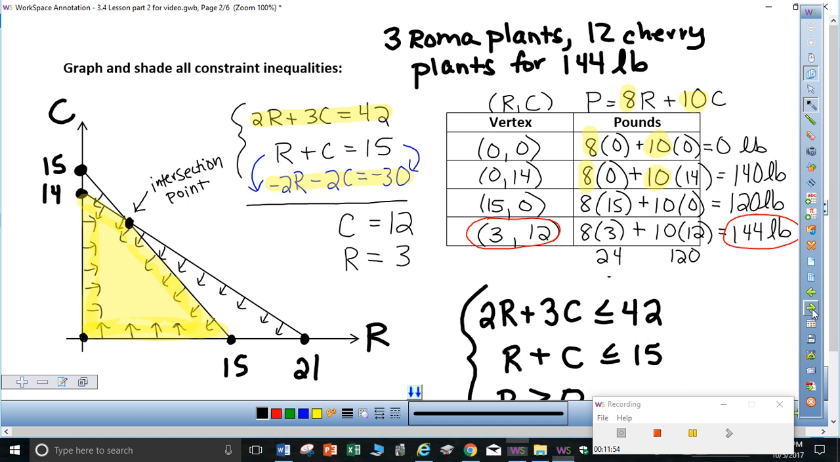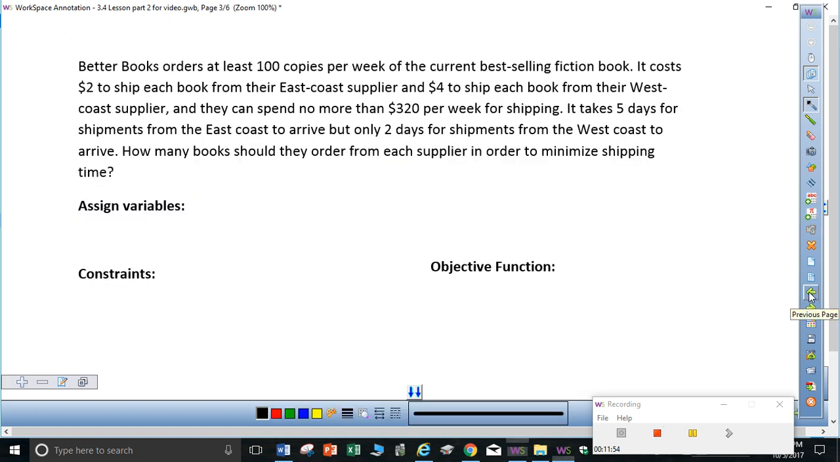number of pounds. What I'd like to do now is just talk to you about the setup of the next problem. So each one of these situations is a little different. So let's read through this. Better Books orders at least 100 copies per week of the current best-selling fiction book. It costs $2 to ship each book from the East Coast supplier, $4 to ship the book from the West Coast supplier. They can spend no more than $320 per week for shipping. It takes 5 days for shipments from the East Coast to arrive, but only 2 days for shipments from the West Coast to arrive. How many books should they order from each supplier in order to minimize shipping time?